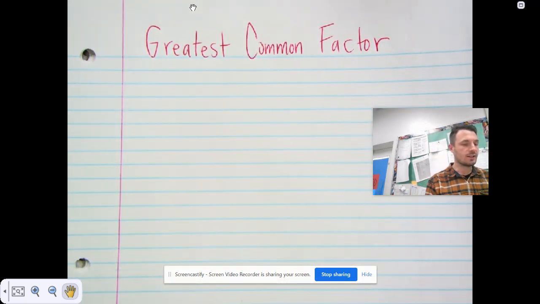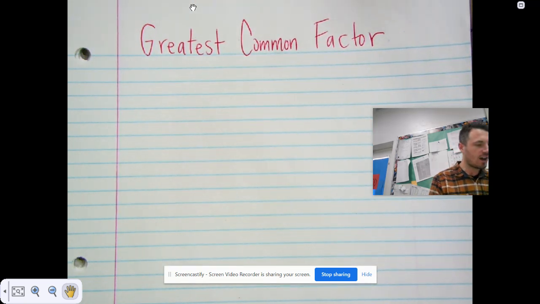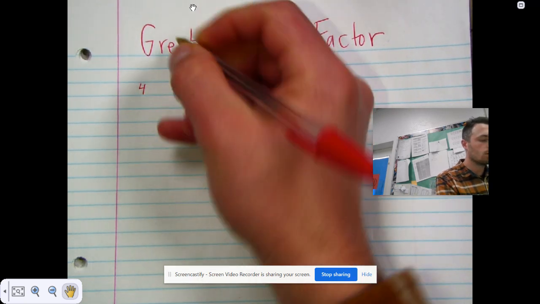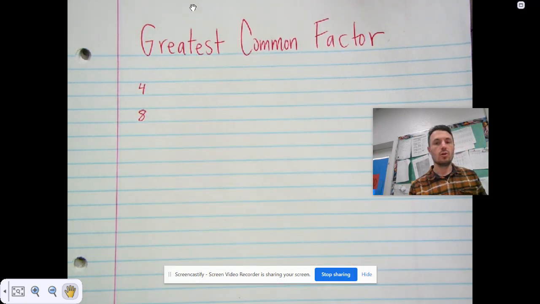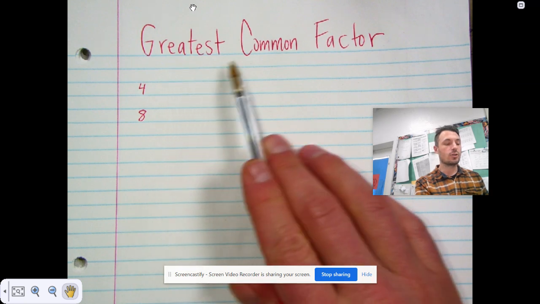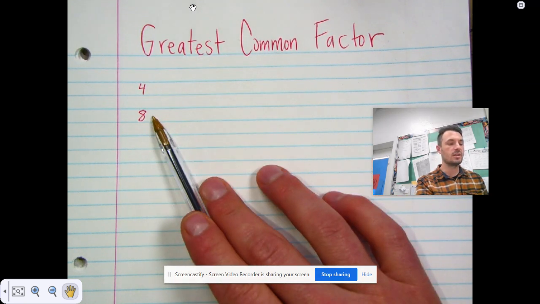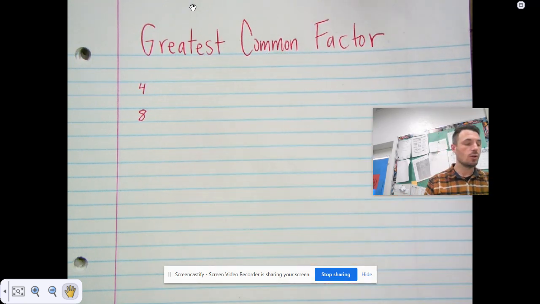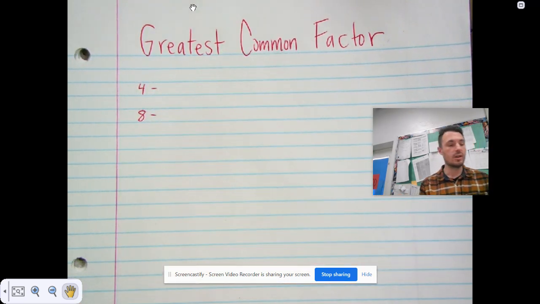So for instance, let's say we were trying to find the greatest common factor for the numbers 4 and 8. So we're looking for the biggest number that is a factor for both of these numbers. The biggest number that both of these numbers have in common as a factor. So we can list all the factors for both numbers.